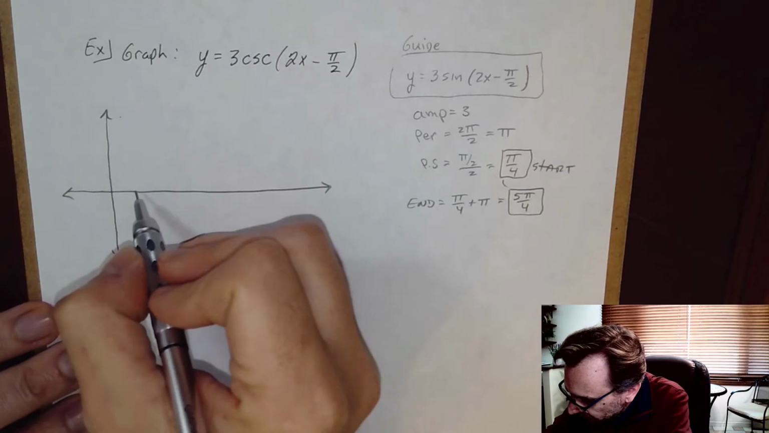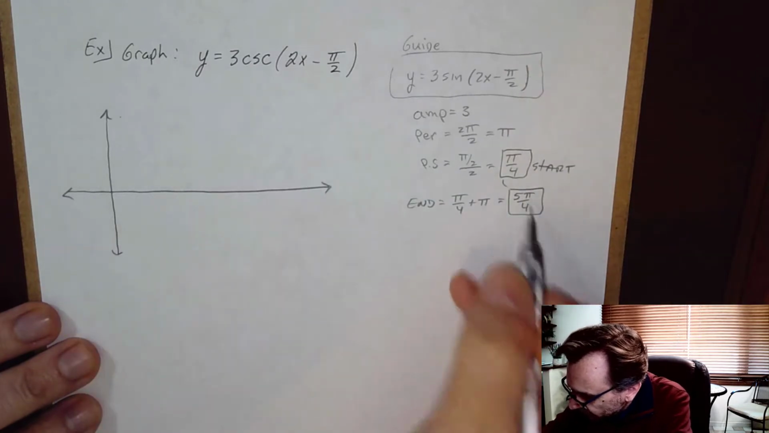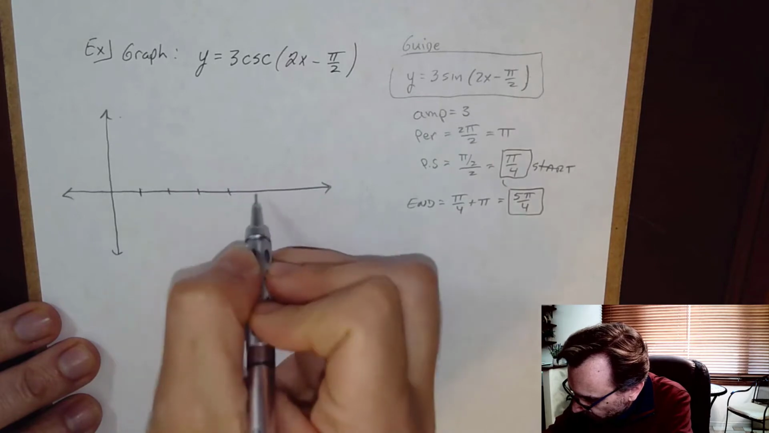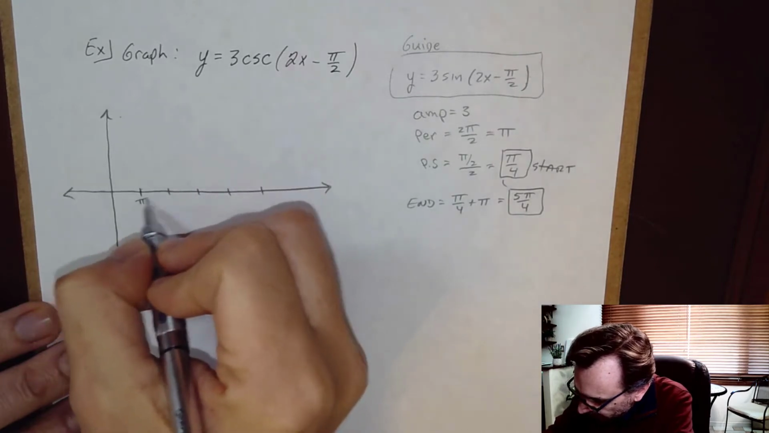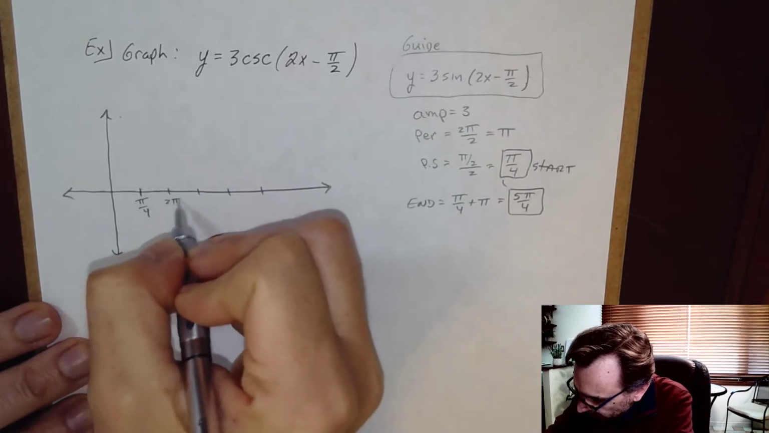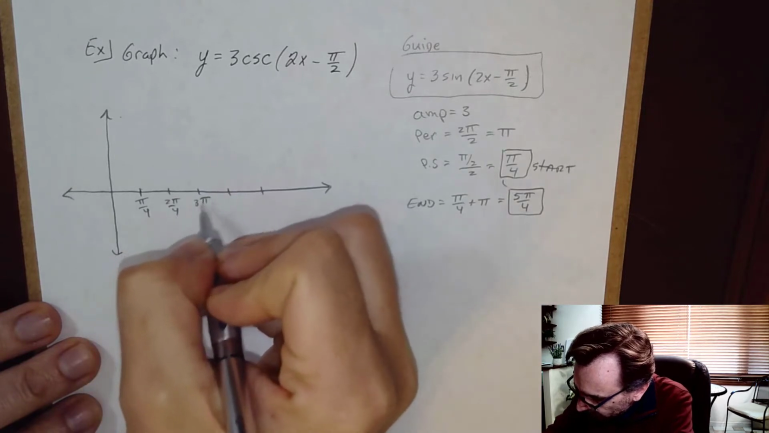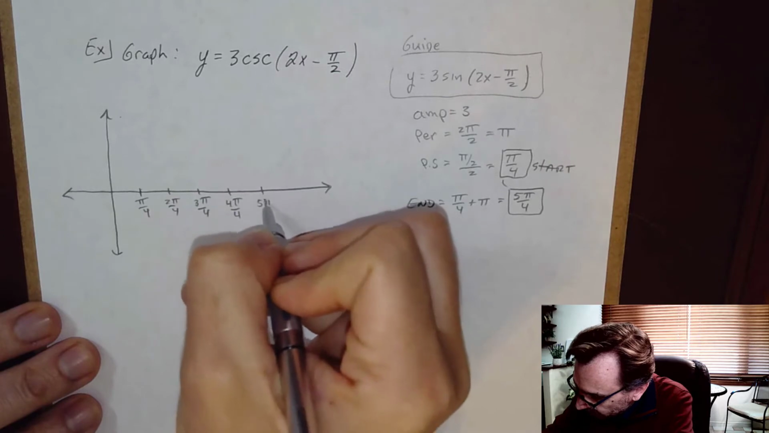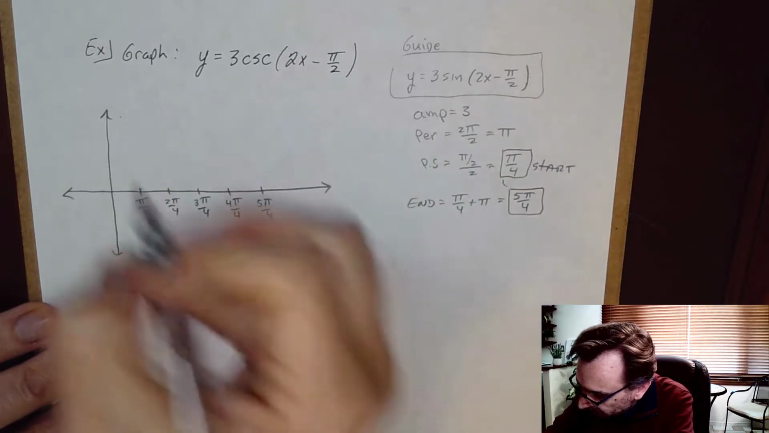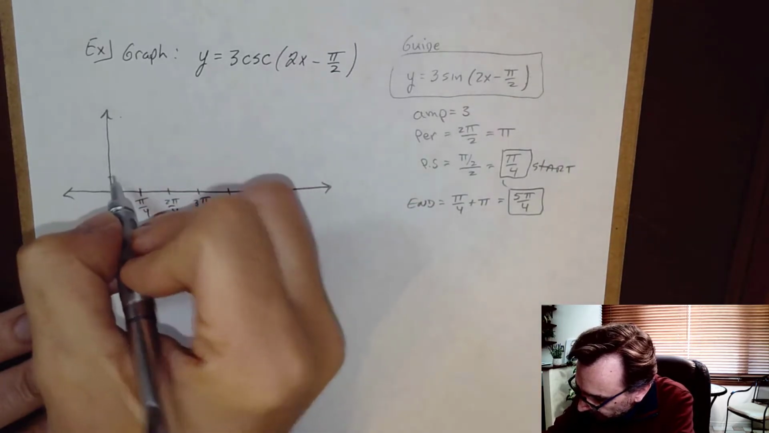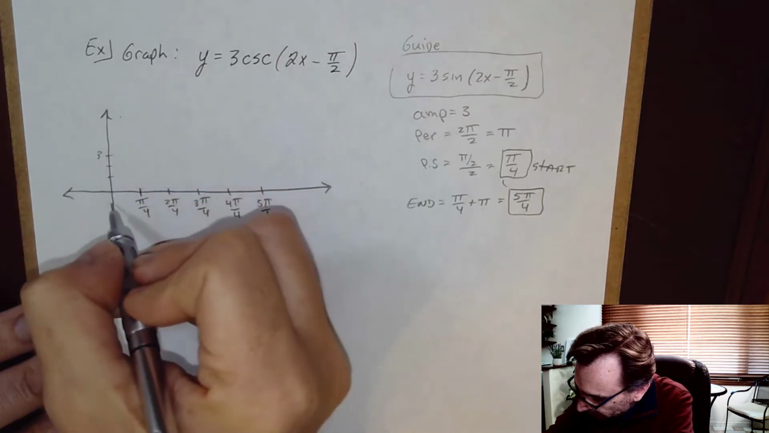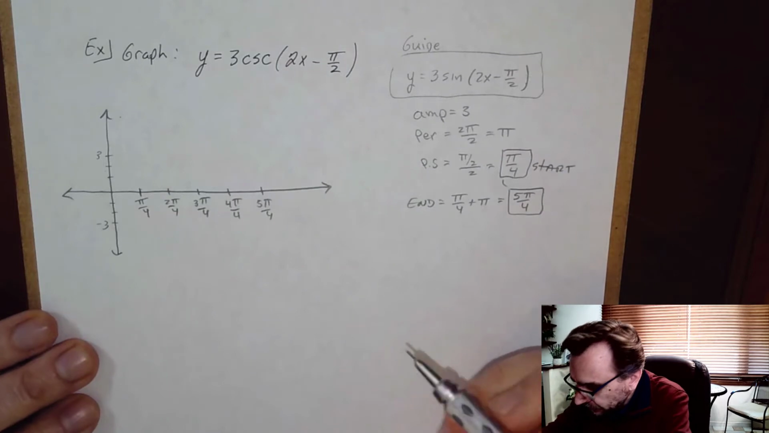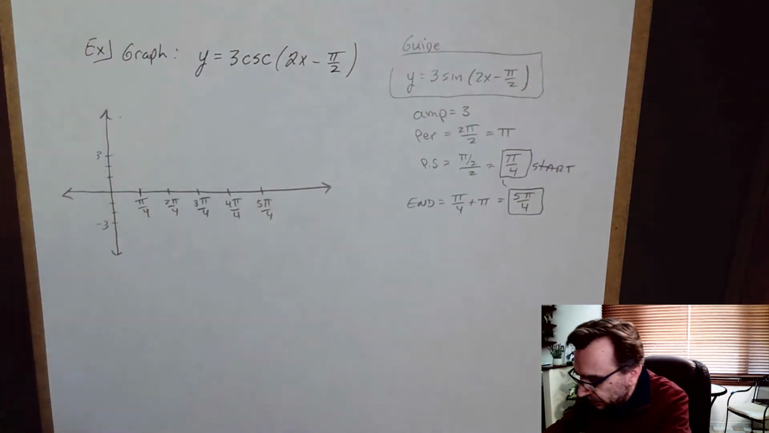Let's get a good scale. So I need 5 tick marks, right? 5 pi over 4. 1, 2, 3, 4, 5, right? 1 pi over 4. 2 pi over 4. 3 pi over 4. 4 pi over 4. And then 5 pi over 4. So that's a pretty good scale. I will have to reduce that. Let's get a good amplitude. So we have to go up to 3 and down to -3, right? Our amplitude is 3.